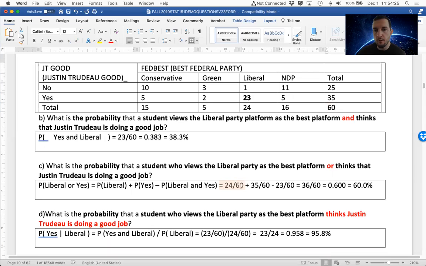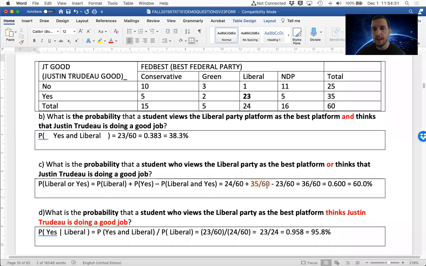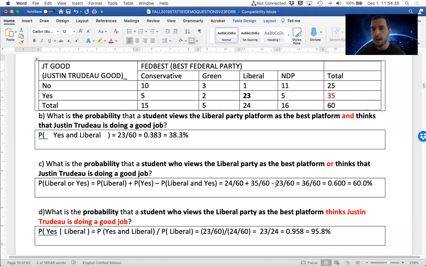So P of liberal is going to be 24 over 60. That's a marginal probability. P of yes is going to be 35 over 60, another marginal. And then the intersection is what we found in the previous question. So that's 23 over 60. If we work this part out, we have 36 over 60, which is 60%.